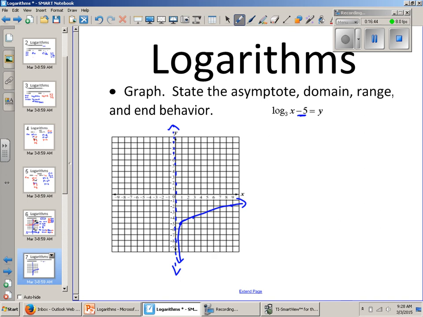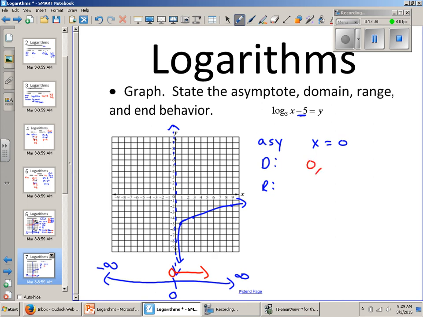So let's do the asymptote. Still x equals 0. Let's do my domain. Let's draw my domain line. Negative infinity, infinity. Remember the asymptote is the key point. I'm going to draw an open circle and the graph goes to the right, so my domain is between 0 and infinity, or I could say x is greater than 0. Range, we're going up and down forever, so range is all reals.